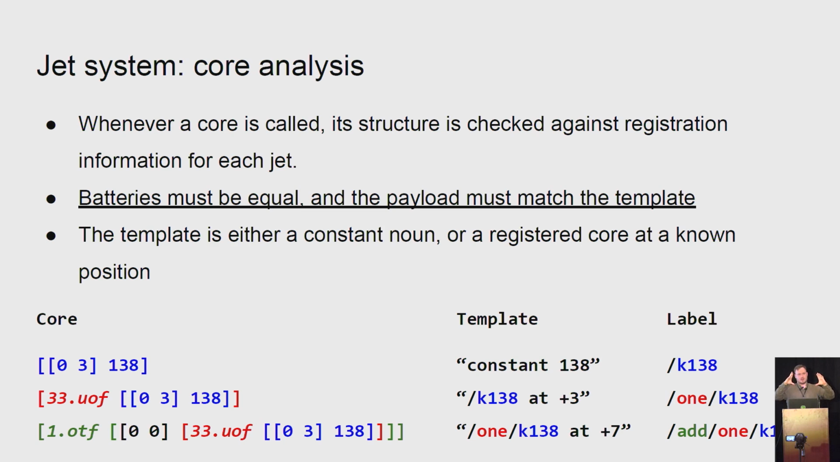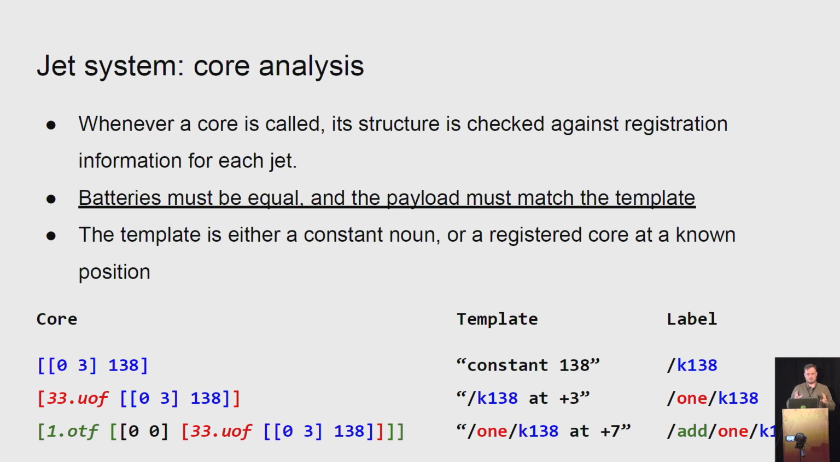You can have a registered core which has another registered core inside of it, and so on, until the deepest core has just a constant. On the bottom of the slide, there are 3 examples. The first core is the root of our registration sequence in the standard library. Its battery is just 0.3, and the template for its payload is just 138. So we're checking basically the entire thing for equality, and if it checks, then we matched with that core.